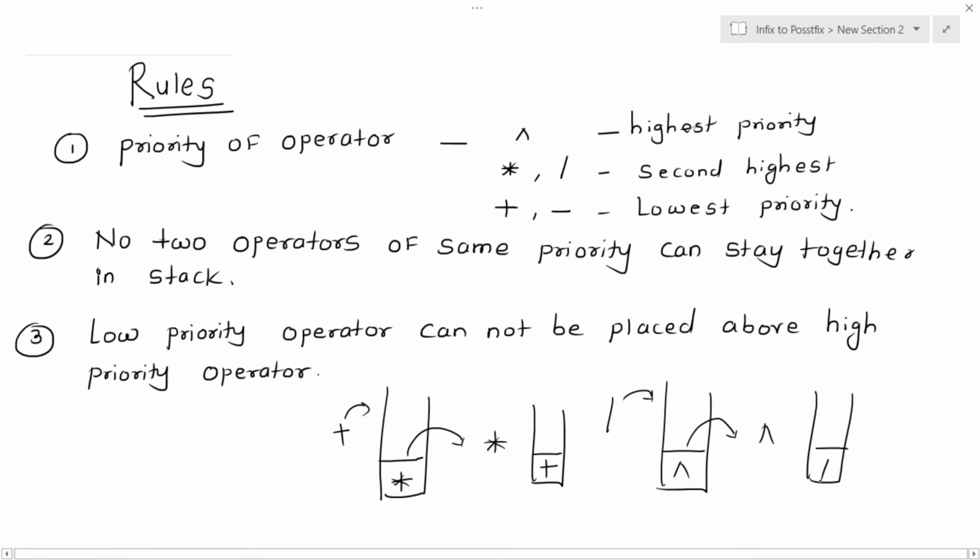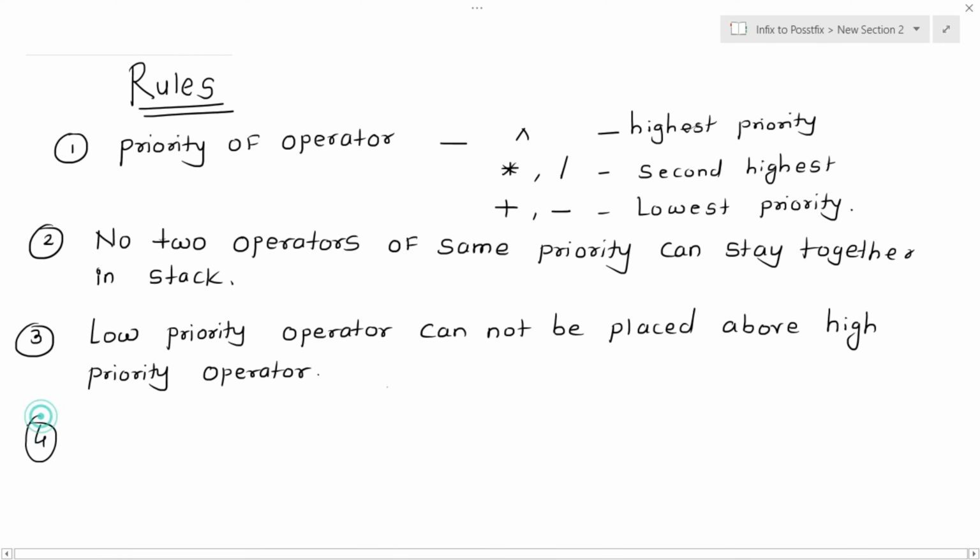So this is the third rule: a low priority operator cannot be placed above a high priority operator. If there is already a low priority operator and a high priority operator comes, for example multiplication, then both operators can stay together. But if a low priority operator comes and there is already a high priority operator in the stack, then they cannot be placed together.